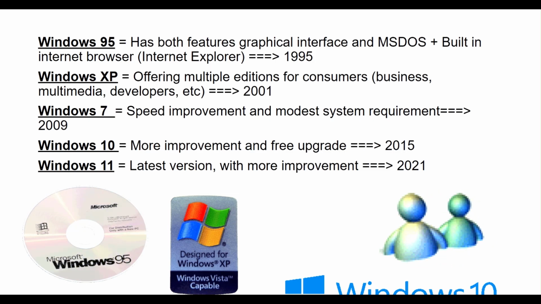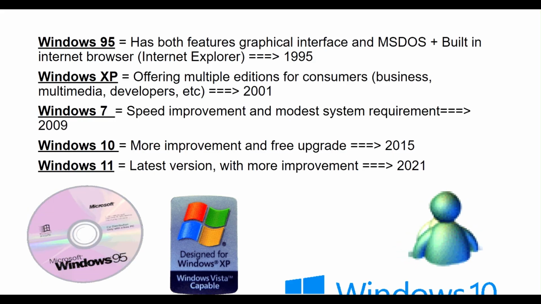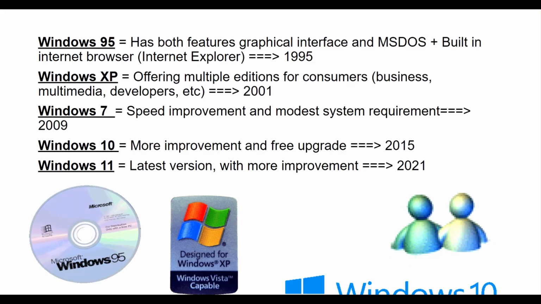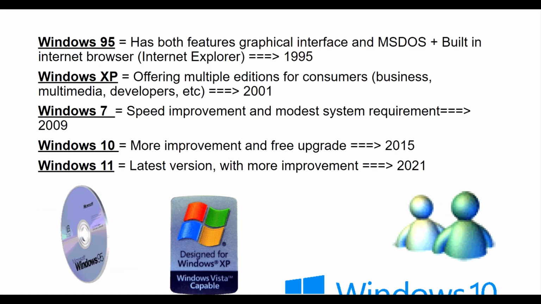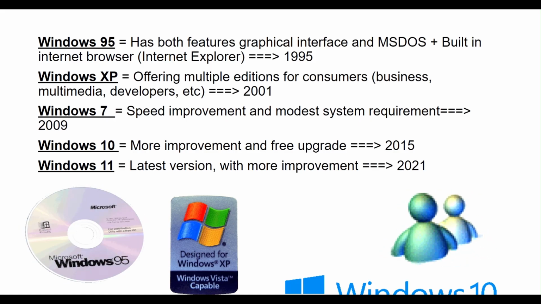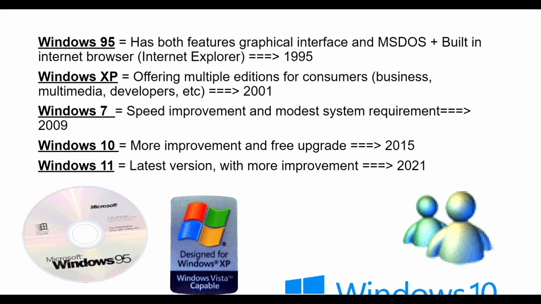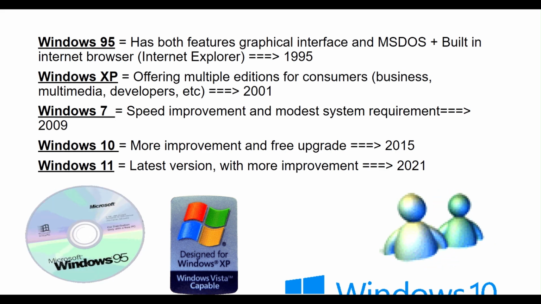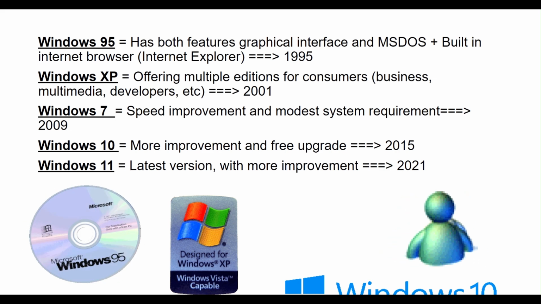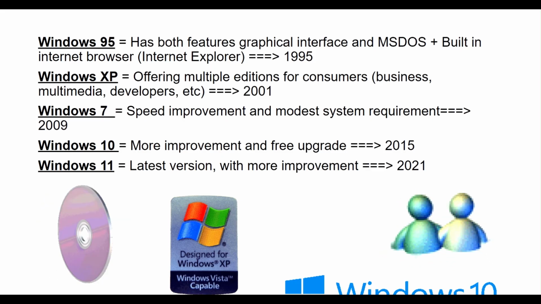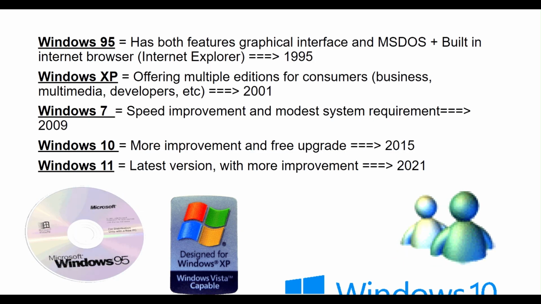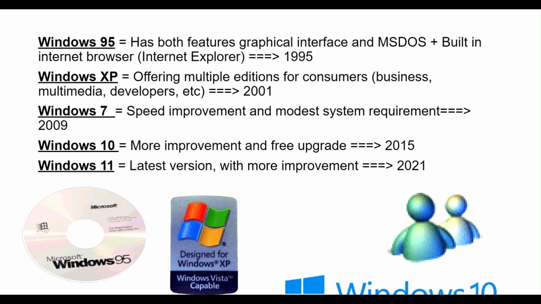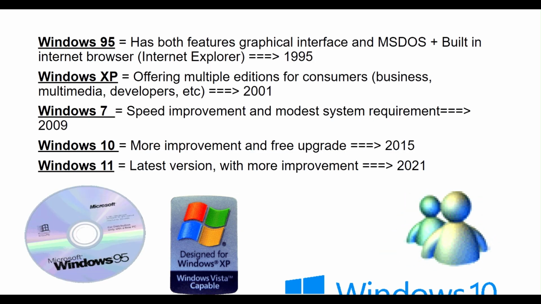Windows 10, which we all know, and I believe some machines now still have Windows 10, brought more improvement and free upgrades, and it was released in 2015. And recently, the latest operating system that we are using right now is Windows 11, the latest version with more improvement, released back in 2021.